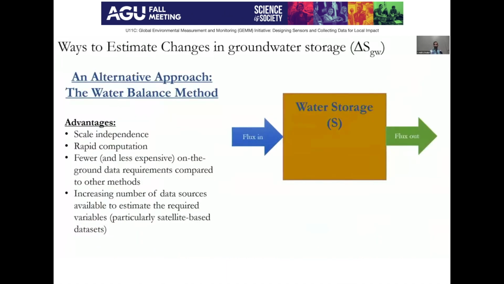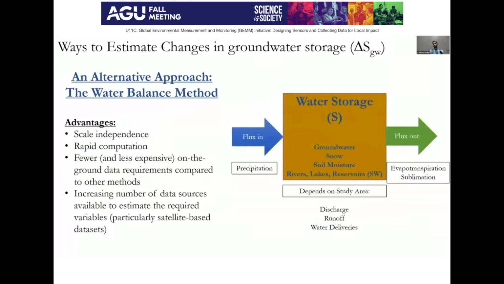So an alternative approach that we can use is a simple mass balance approach. It has a lot of advantages. It can be applied across a number of scales. It's not computationally expensive. It has many fewer on-the-ground data requirements compared to the other methods, and an increasing number of data sources that we can use to estimate the required variables.